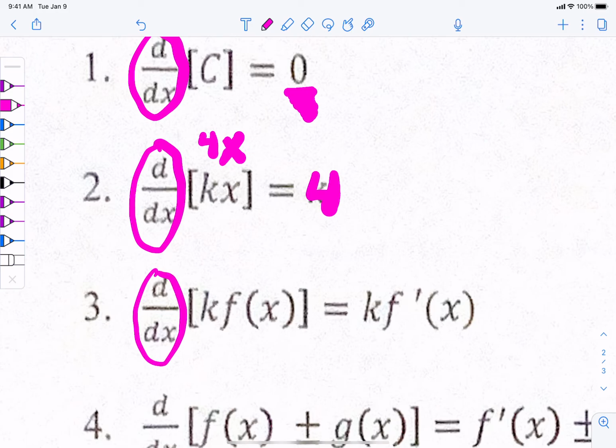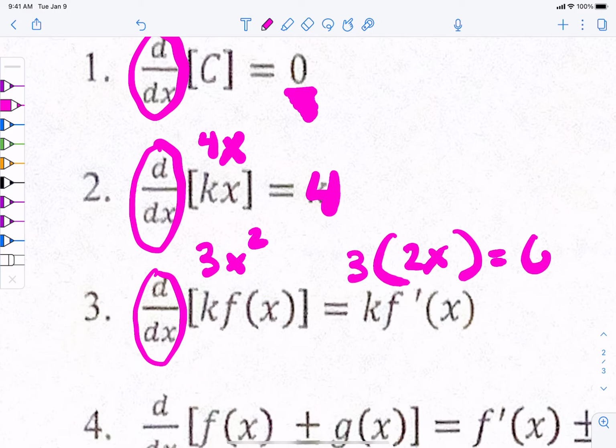This is saying find the derivative of k times f of x. So like 3x squared, and they want you to find the derivative of that, right? The 3 out in front is doing nothing. It's just saying take 3 times the derivative of x squared, which is 2x, which will make this 6x, right? That 3 is just tagged along in the front. Does that make sense?